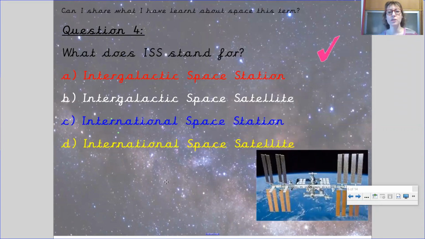Right, question 4. What does ISS stand for? So we kept talking about the ISS. Does it stand for A, the Intergalactic Space Station, B, the Intergalactic Space Satellite, C, the International Space Station, or D, the International Space Satellite? So what does ISS stand for? And again, you're just writing A, B, C, or D.